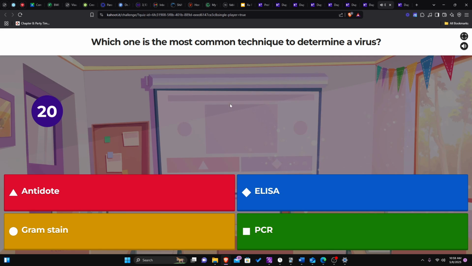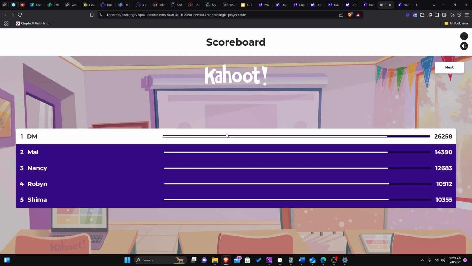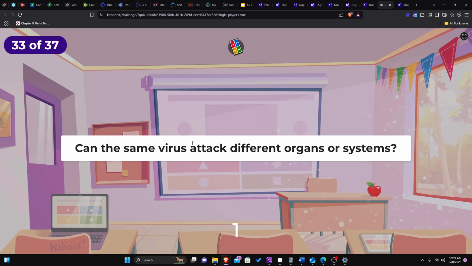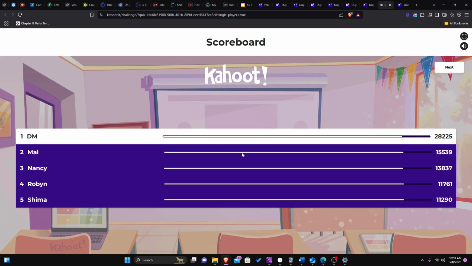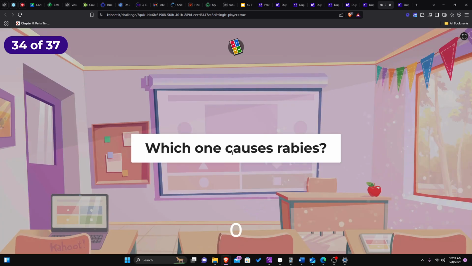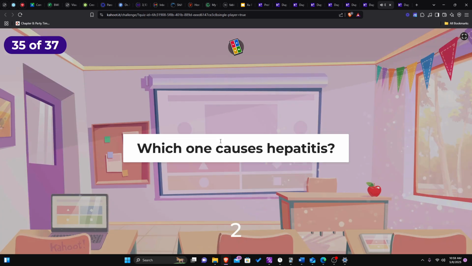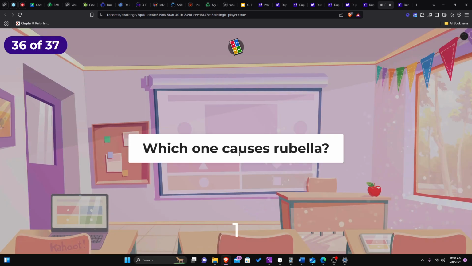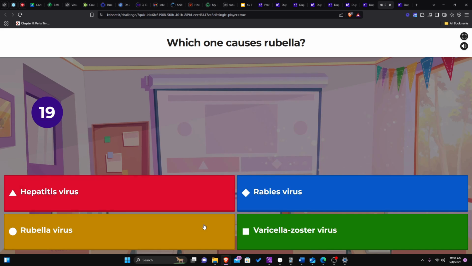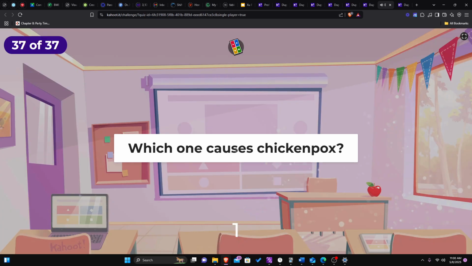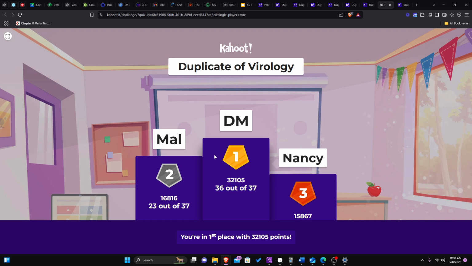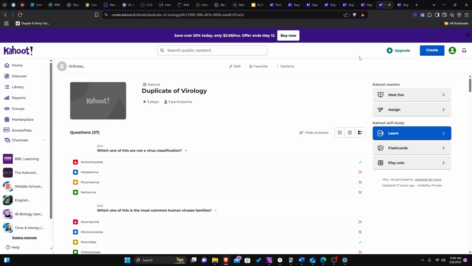To determine the virus, the most common is PCR. The most is ELISA. Yes. Because rabies virus. Hepatitis virus. Rubella virus. And chickenpox, varicella zoster. Okay, we got one wrong. One wrong we got.